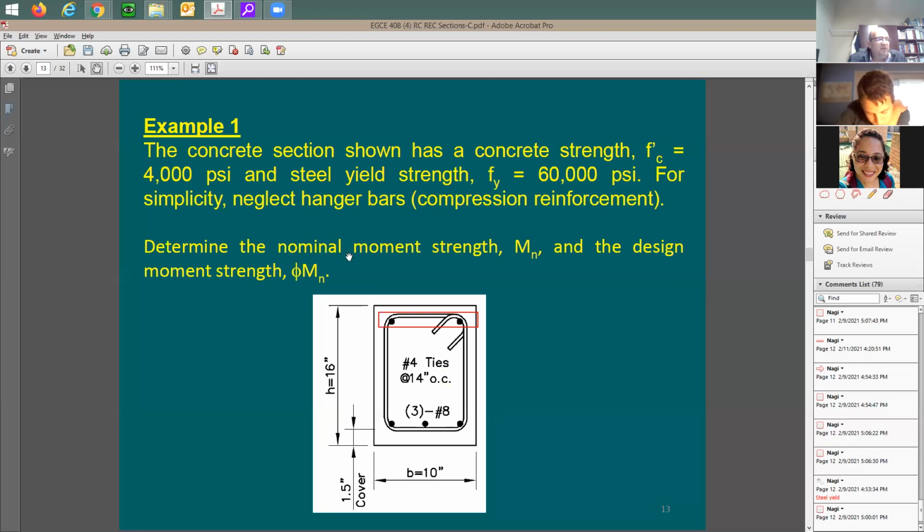It says here, determine the nominal moment strength Mn at the design moment strength. Moment strength, which means the capacity. So let me write this down. This moment strength means capacity. How about the cracking moment? Is the cracking moment a capacity? Just wondering from you guys. I'd like to hear it from you.